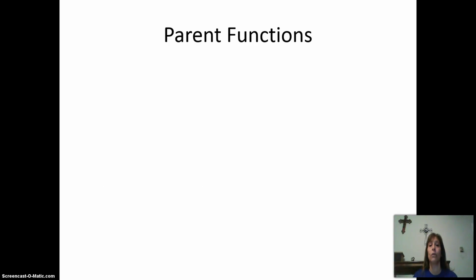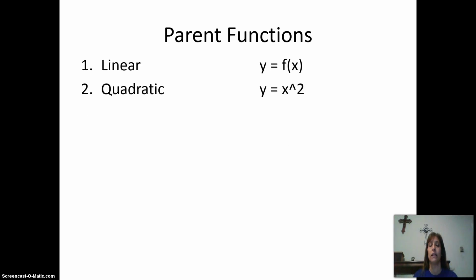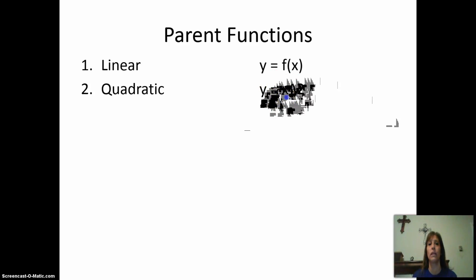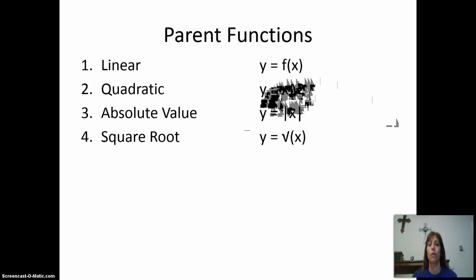Here are your parent functions, and I went ahead and put the function notation with them. On the second one, it says y equals x to the power of 2, so that's y equals x squared. I figured you knew that, but that was the only way I could make it show in here. The third one is absolute value, and remember that means the distance away from x. The fourth one is square root, and yes, the line for the square root should go over the x, but for some reason it does not.